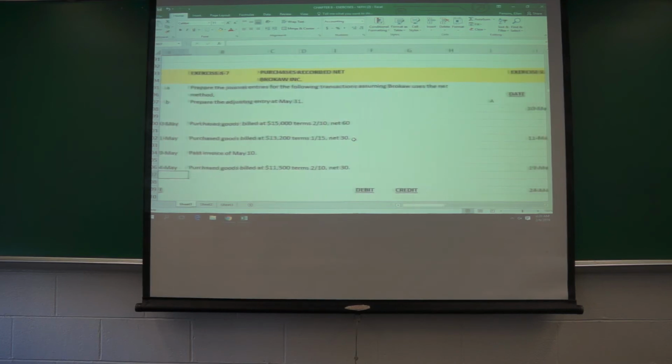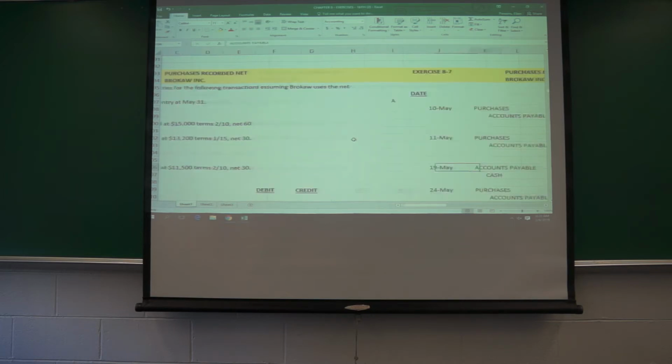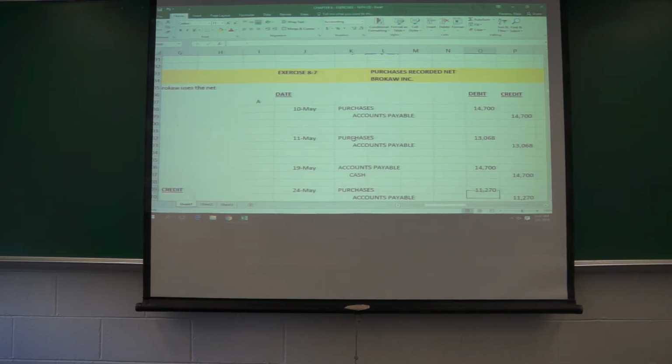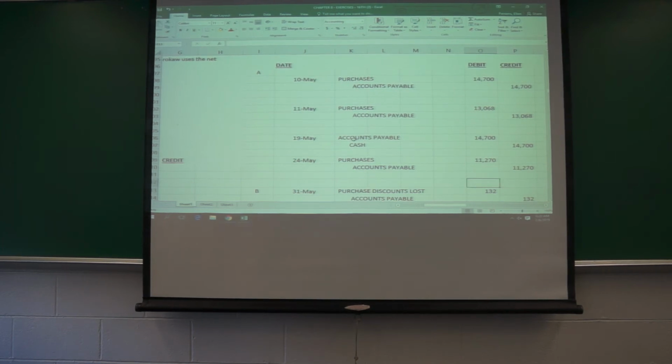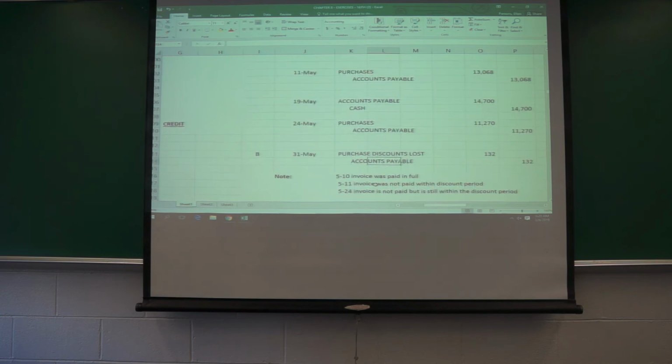Now, we buy some more goods on the 24th, and so we record that, and that's, again, at the net amount. But now we get to the end of the month, and for the May 11th invoice, we have not paid that within the discount period, so we have lost that discount. So at the end of the month, we have to say, oh yeah, we got a purchase discount lost on that one, and increase our accounts payable by that amount.